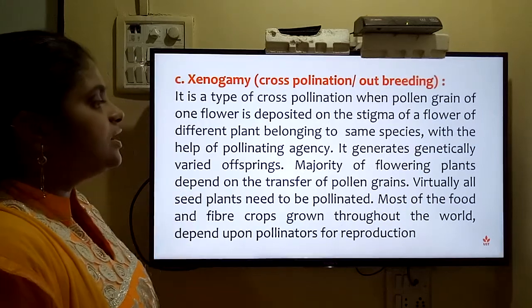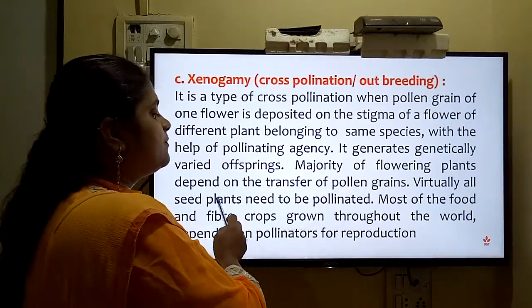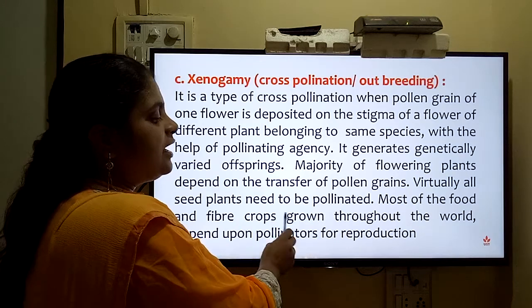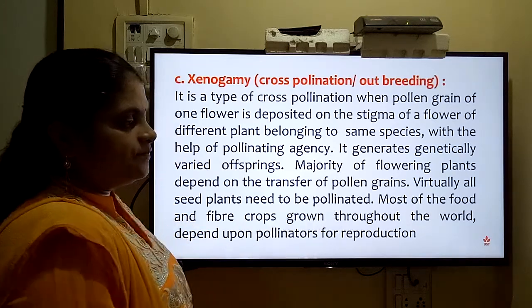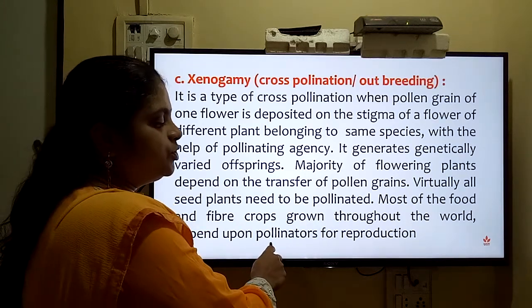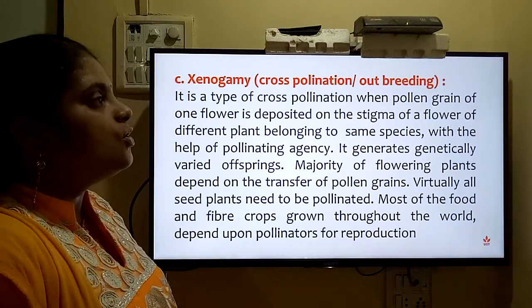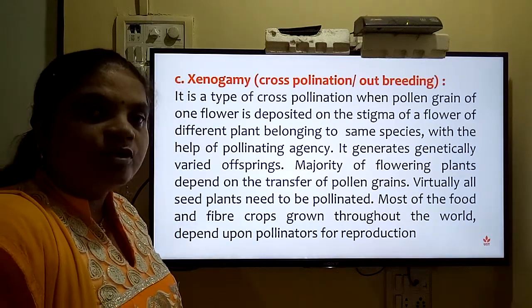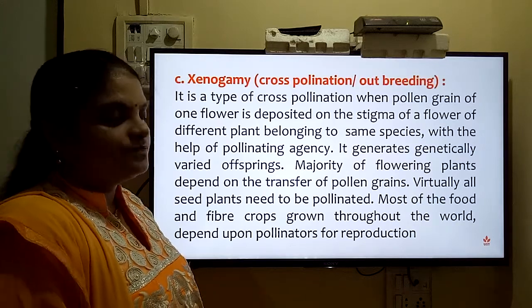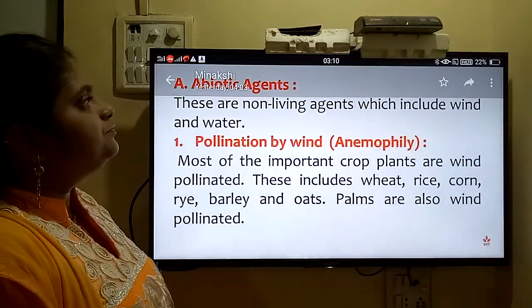So this is very important. The majority of flowers transfer pollen grains and need to be pollinated. Due to this pollination, reproduction is possible in the flower. After the reproduction, we get the seed.